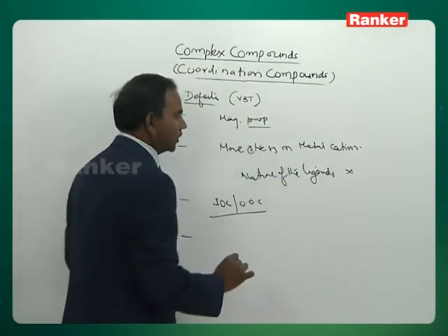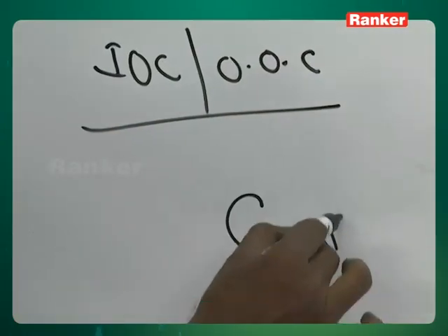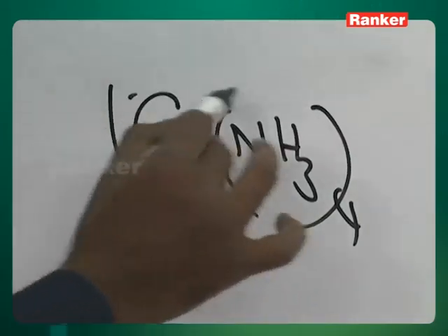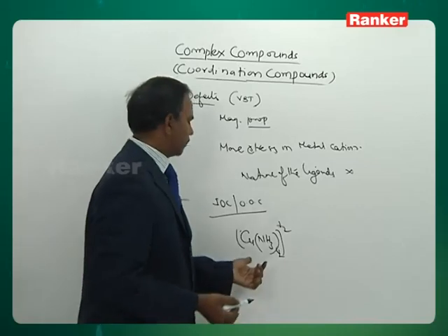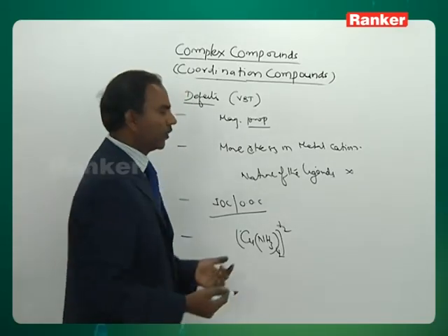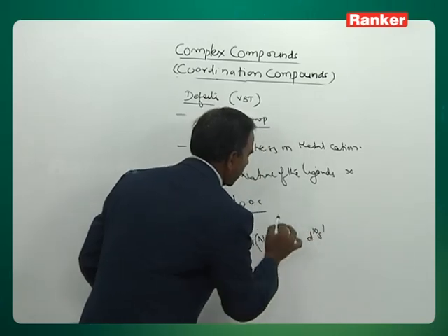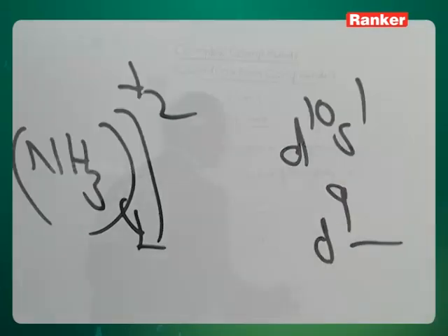Next, this theory also fails to explain the correct geometries of some of the metal complexes. Take the [Cu(NH3)4]2+ complex; the coordination number is 4. Copper is actually d9 in this. The electronic configuration of copper is d10 s1; with a +2 oxidation number, it becomes d9.